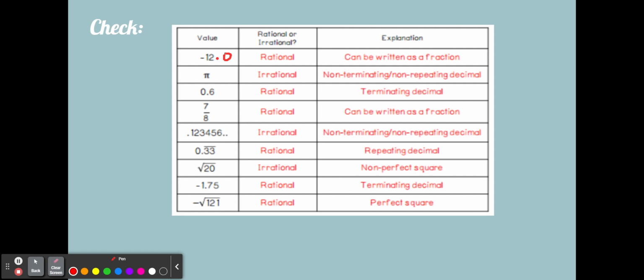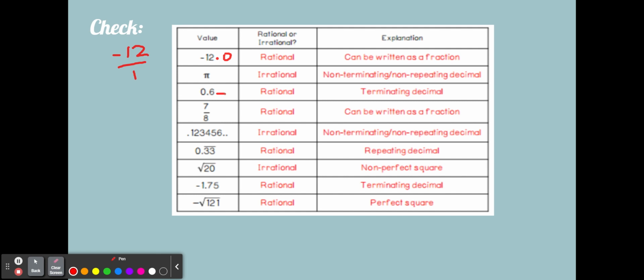You can also write it as a fraction, negative 12 over 1. The next one is pi. Remember, pi does not end, it does not repeat, so it is considered irrational. It is non-terminating and non-repeating. 0.6, that ends. There's no value after the 6. That's rational. It is called, again, a terminating decimal. 7/8 is a fraction. It also terminates if you divide 7 by 8, and that is rational. You can say it is a terminating decimal, or it can be written as a fraction.